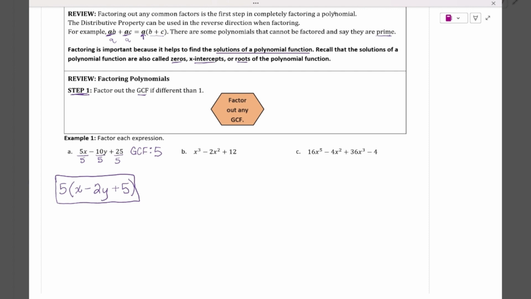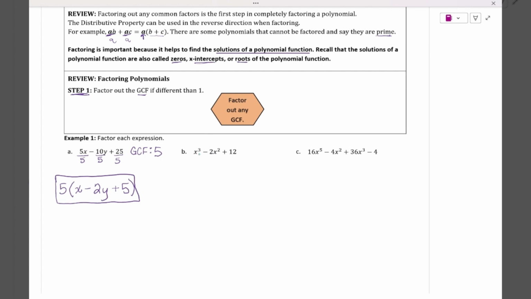Okay, let's look at the next one. Again, let's look at the number parts. In front of x to the third, I have a 1. So again, I'm looking for a GCF bigger than 1. I already know that that's just a 1. I'm not going to have anything bigger than that to pull out, because that doesn't have anything else to pull out besides a 1, right? So I'm not going to have any other number in common.